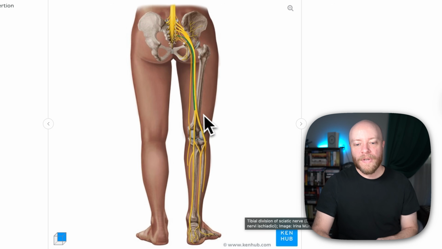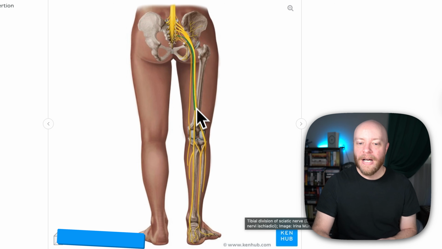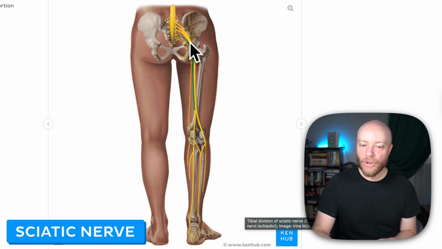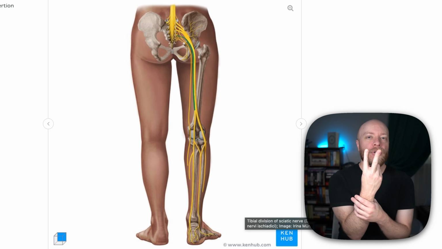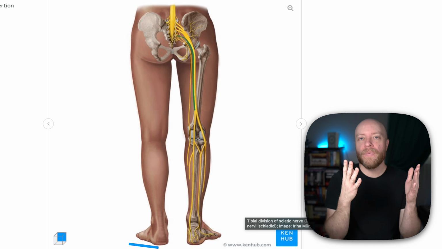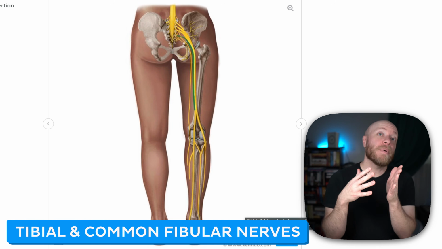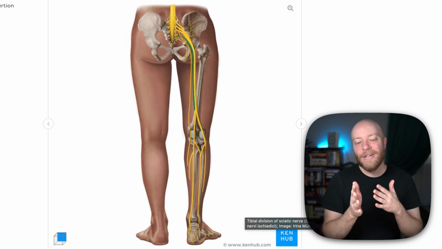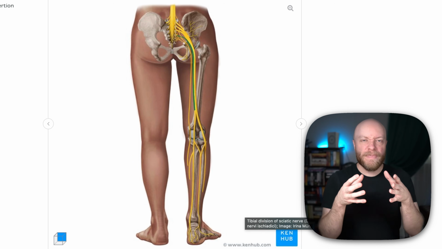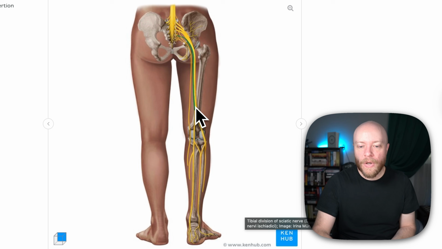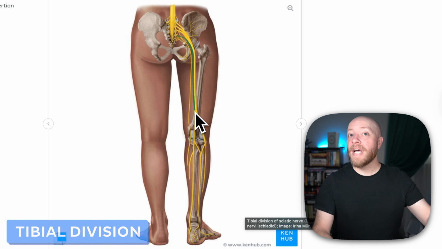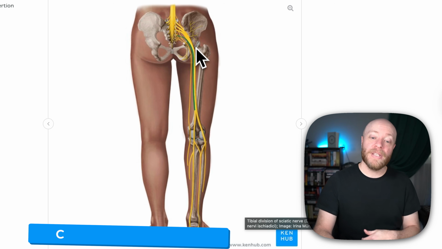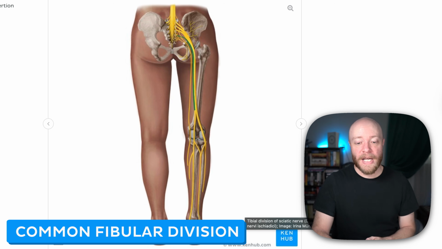Now, what you are seeing highlighted in green here is half of the sciatic nerve. The sciatic nerve is the largest nerve in the body, but it's really two different nerves bundled together. It's what's called the tibial nerve and then the common fibular nerve. Now, here's the thing. We could also describe it as just being a division. So what this could also be described as is the tibial division of the sciatic nerve. And then the other half would be the common fibular division of the sciatic nerve.